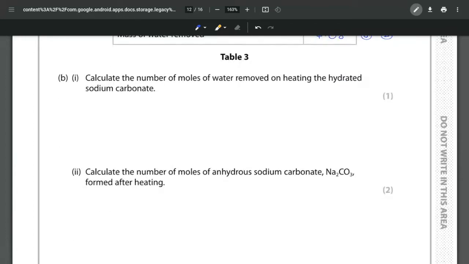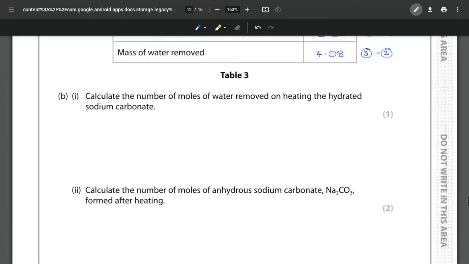For part B, we want to calculate the number of moles of water that has been removed on heating the hydrated sodium carbonate. So if we're calculating a number of moles and we have a mass, we are going to need an MR. So the MR of water is going to be 18. So to calculate the number of moles, that is mass over the MR, and the mass we just said is 4.08, and we're going to divide that by the MR of 18, giving me a total of 0.227 moles. A nice easy mole calculation for 1 mark.